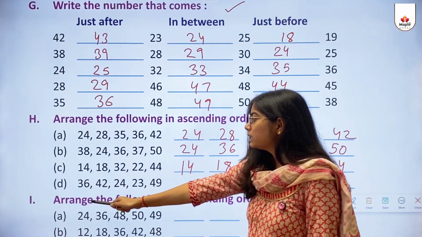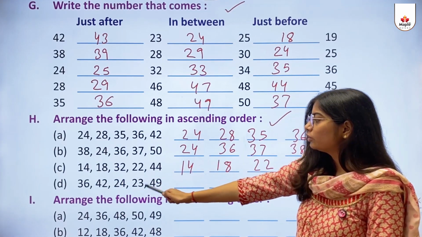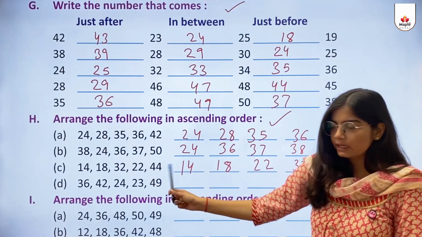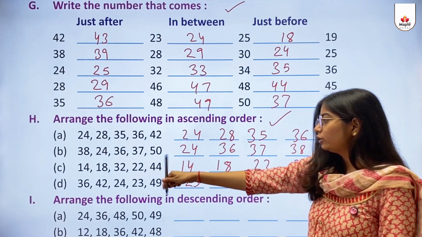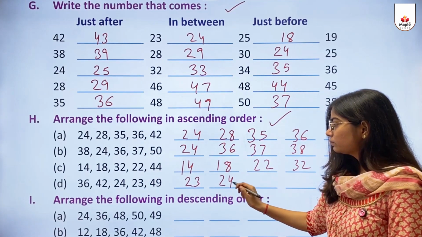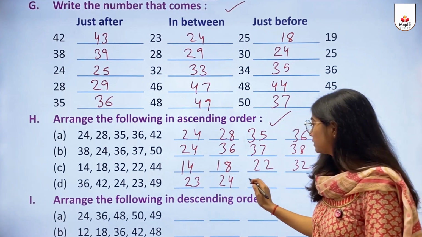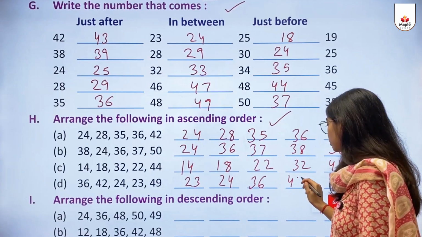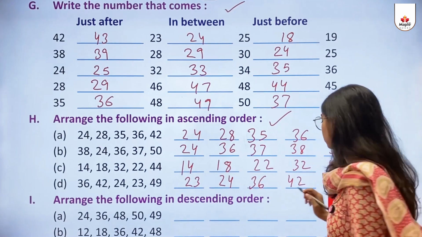Then D: 36, 42, 24, 23, 49. Now the smallest one is 23. Then 24. Then 36, 42, then 49.